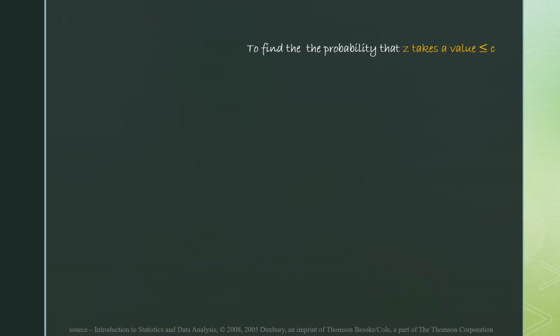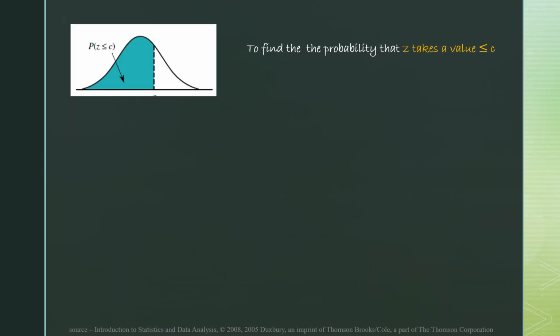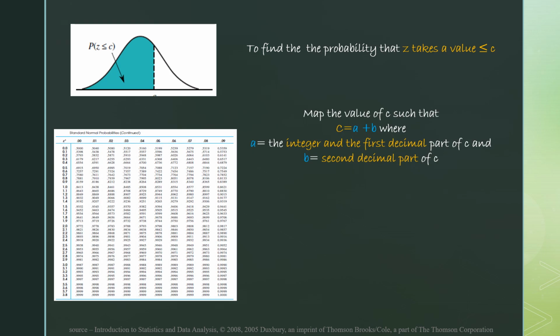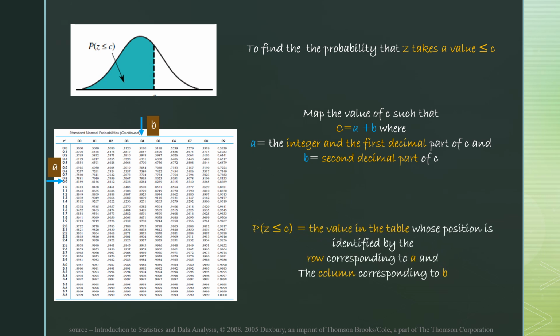To find the probability that z takes a value less than or equal to c, map the value of c such that c equals a plus b, where a equals the integer and the first decimal part of c, and b equals the second decimal part of c. Approximate it to second digit where c extends beyond 2 decimal digits. Probability of z less than or equal to c equals the value in the table whose position is identified by the row corresponding to a and the column corresponding to b.